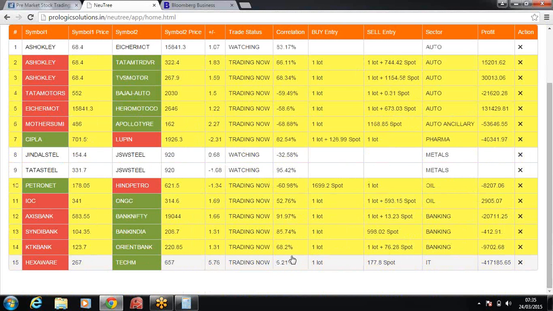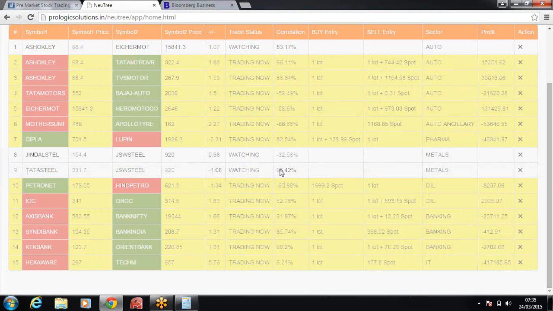You won't be entering this trade when your correlation is 6%. That's out of the question, so we won't be taking the trade. And there are 2 other trades which closed yesterday: Jindal Steel, JSW, and Tata Steel, JSW. I'll show you Tata Steel, JSW, because it's a juicy trade, as correlation is 95%. So I'll just click on this.